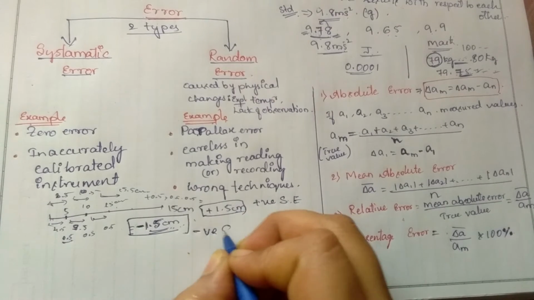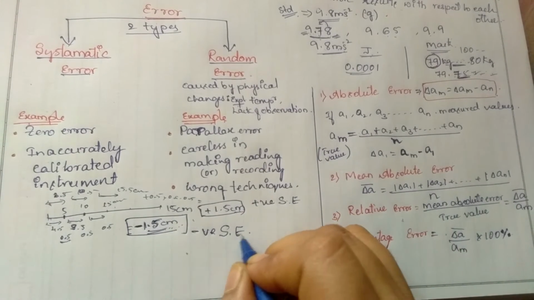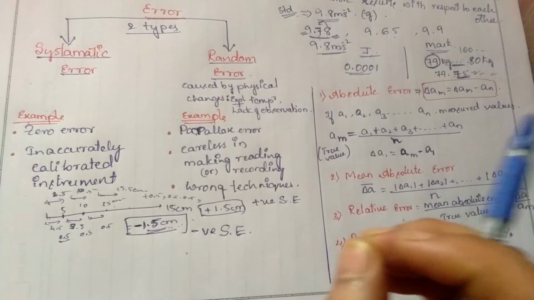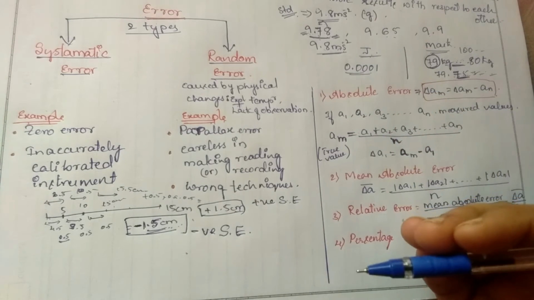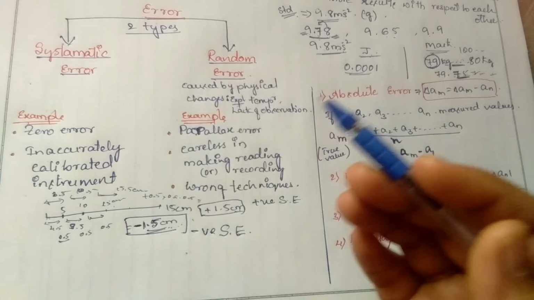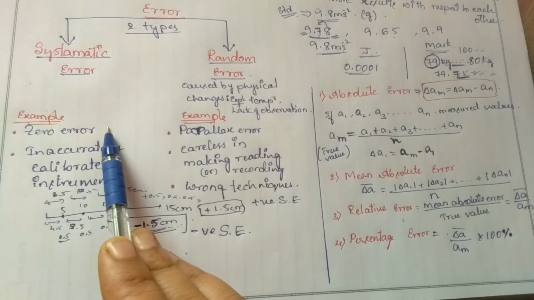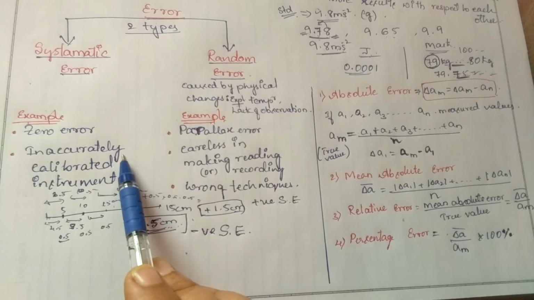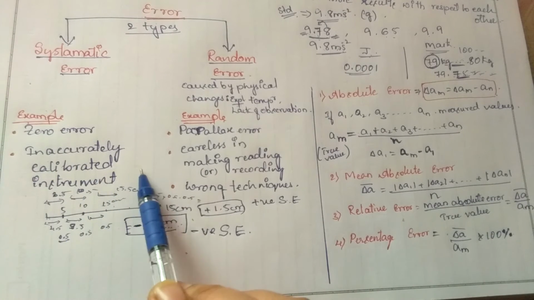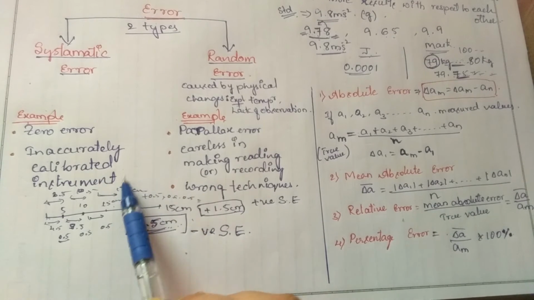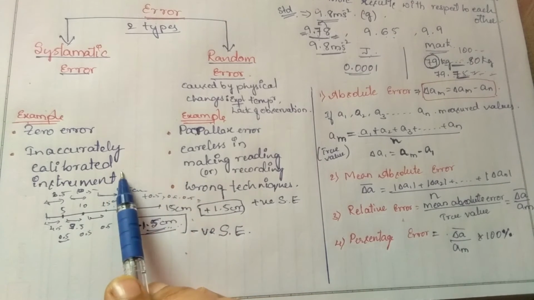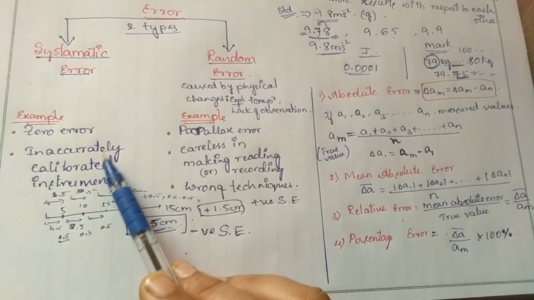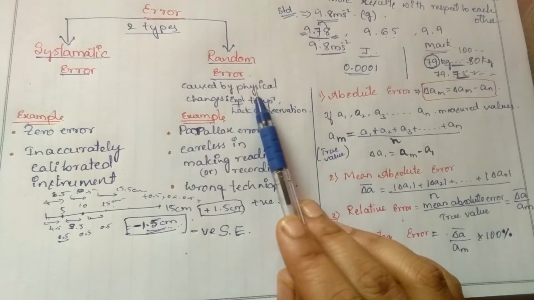So systematic error means the same error exists for every trial value. Okay, so that we call systematic error. For example, zero error, and inaccurately calibrated instruments, meaning these errors are seen in the instruments. Okay, in random errors, random means what?